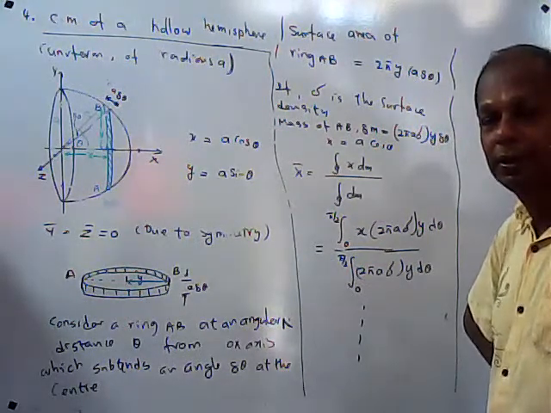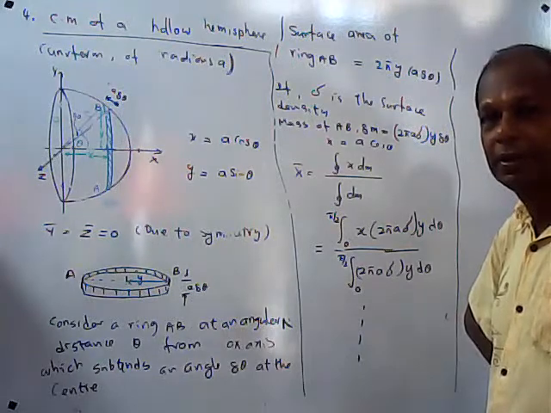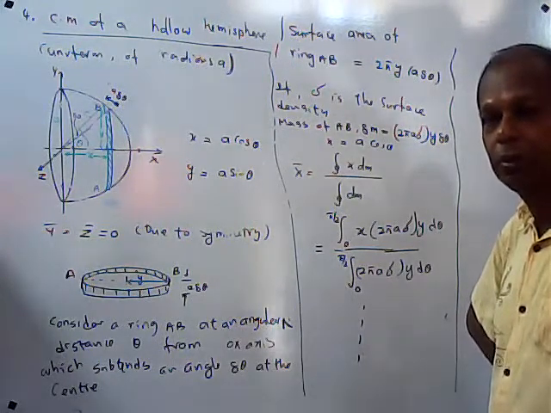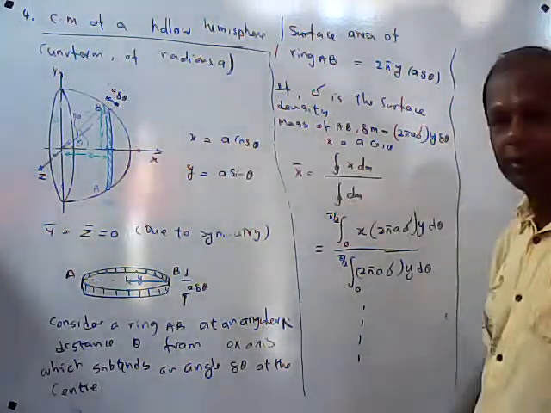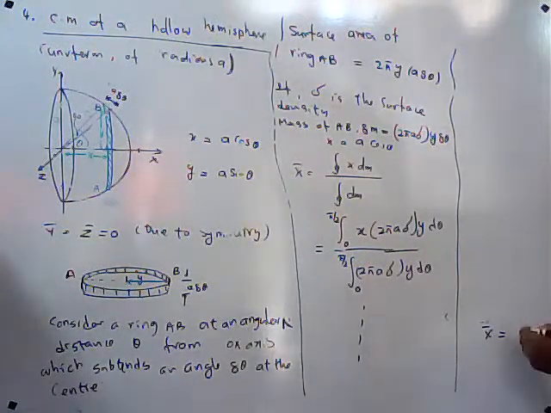It has to be a over 2, half of a. Finally you should get x bar equals a over 2.